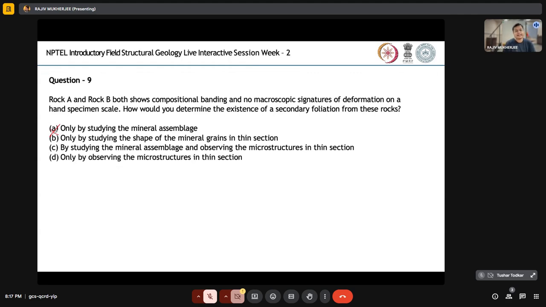And also studying the shape of the mineral grains in thin section is very difficult, because the direction in which you cut the rock to obtain the thin section would determine the shape of the mineral grain that you are observing in the microscope, right?